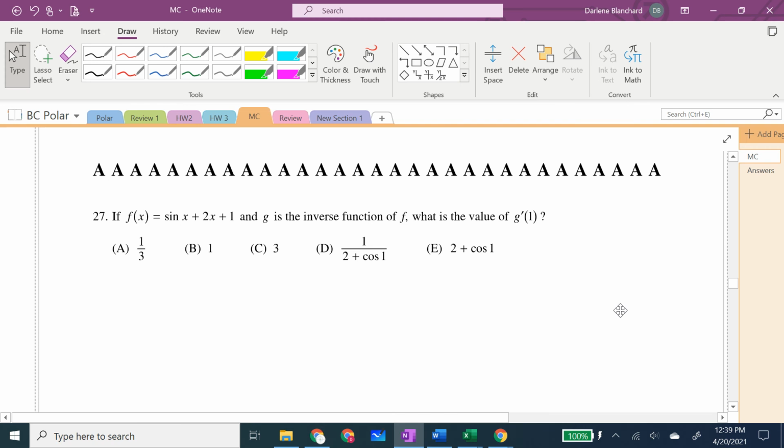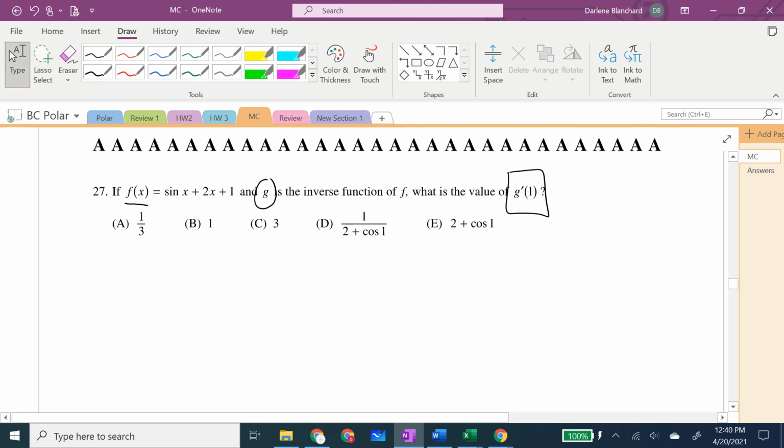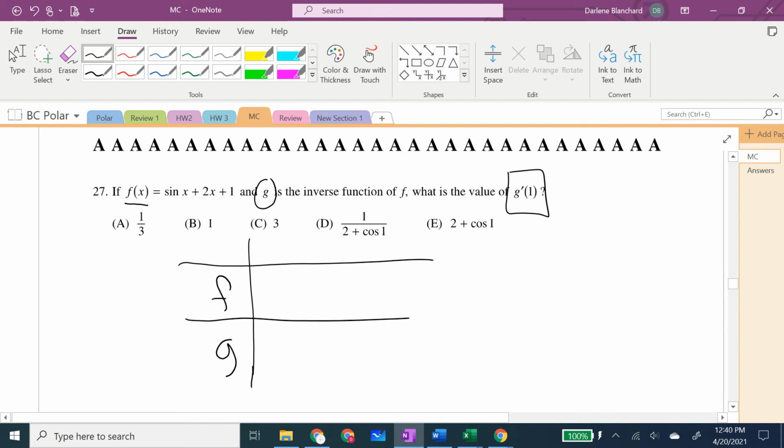For number 27, we are given the function for f. G is the inverse function of f, and we want to find g prime of 1. Whenever I run into what is the derivative of the inverse, I go to a specific format. F and g are inverse functions, so I list them, and I create a table. And I look at what is the corresponding point, and then the slope.